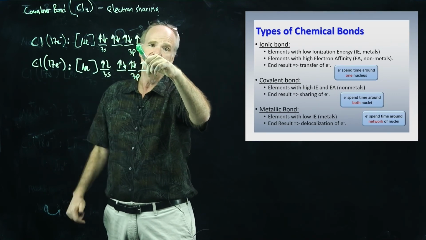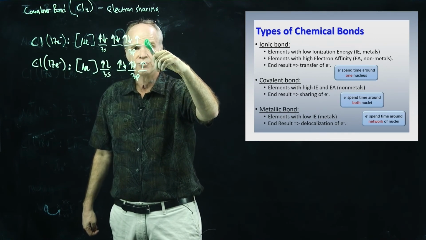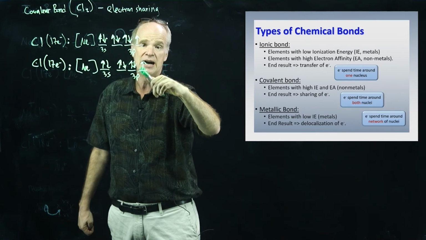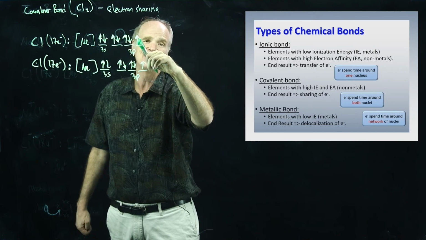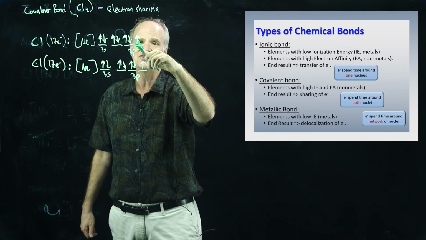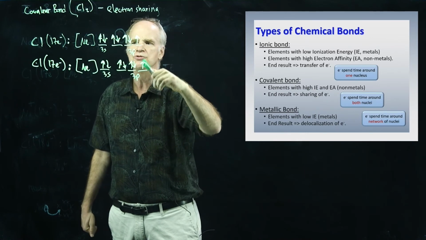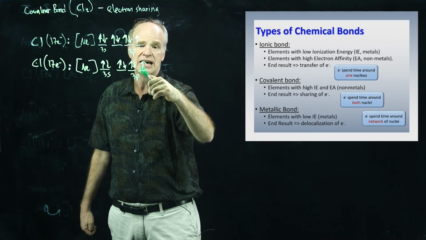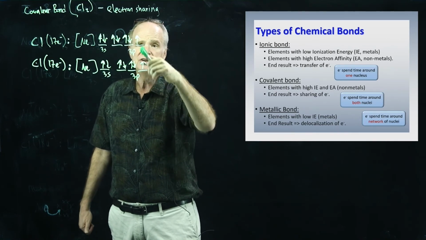So what can happen is as follows. This electron here in the top chlorine will leave just briefly and go to this other chlorine and spend a time around it, and then it'll go back to the top chlorine atom and spend time there. Basically, that electron will spend equal time between these two chlorine atoms. This single electron in the bottom chlorine atom will do the same thing.